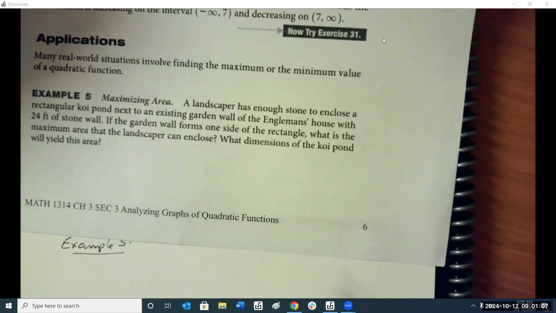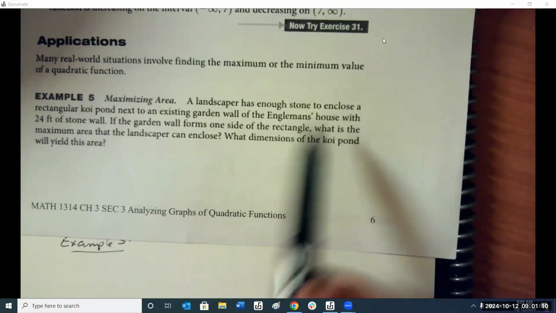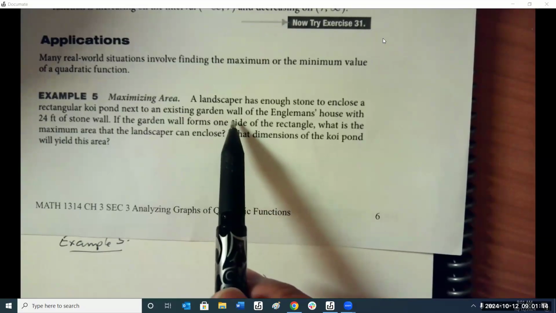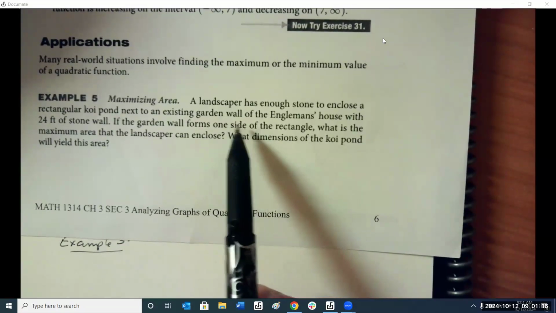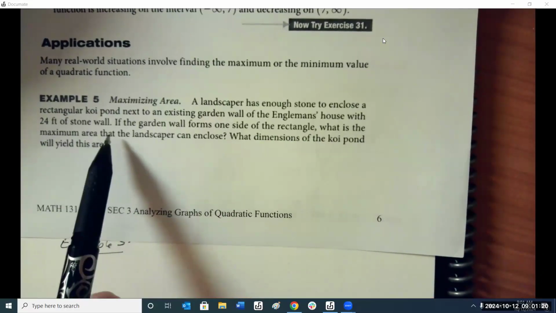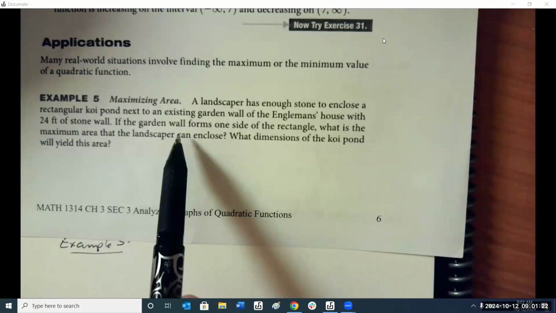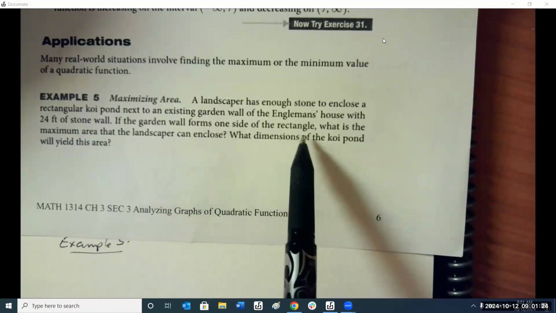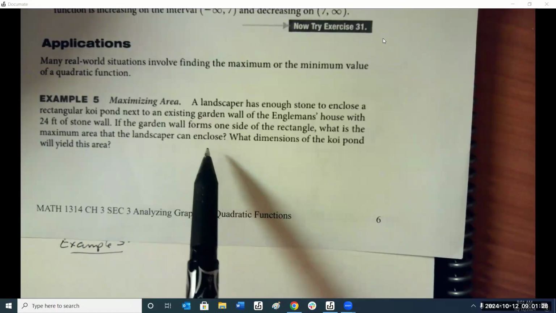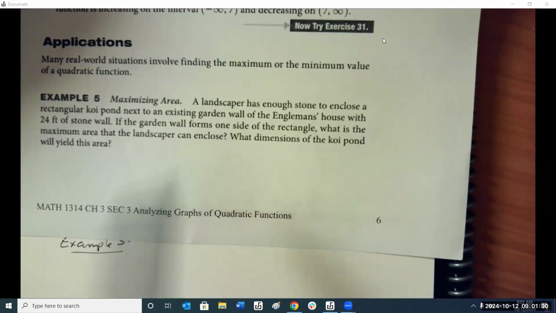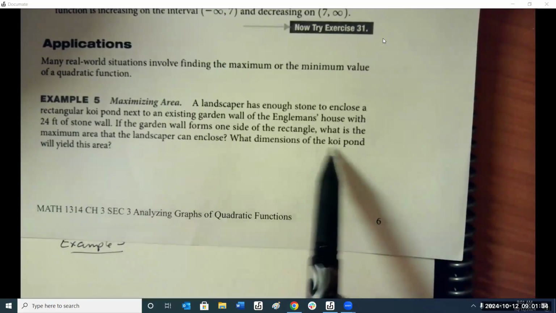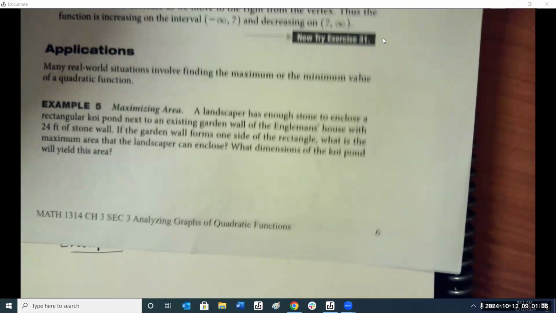The landscaper has enough stone to enclose a rectangular koi pond next to an existing garden wall of an Englishman's house, with 24 feet of stone. If the garden wall forms one side of the rectangle, what is the maximum area the landscaper can enclose? So we're looking at maximum area. What dimensions of the koi pond will yield this area?